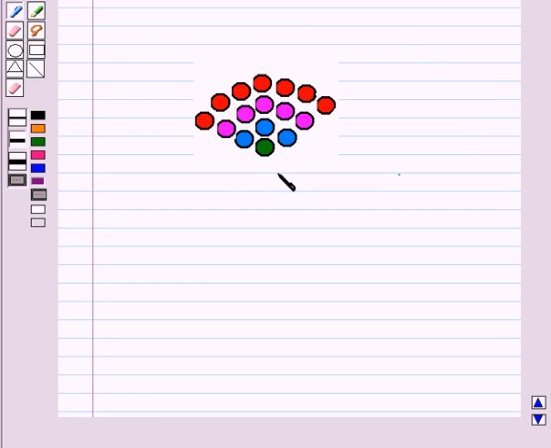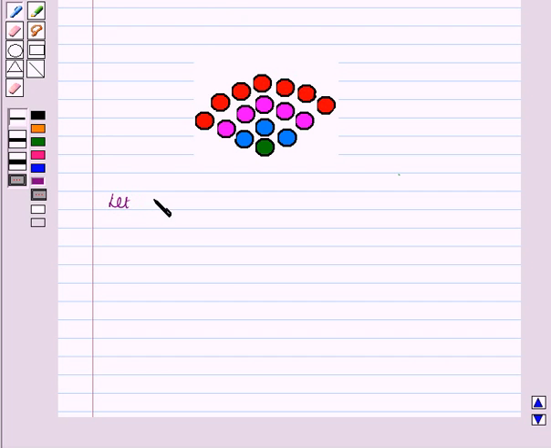Now consider the following pattern of balls. Here you can see first layer has one ball, second layer has three balls, third layer has 1, 2, 3, 4 and 5 balls, fourth layer has 7 balls.